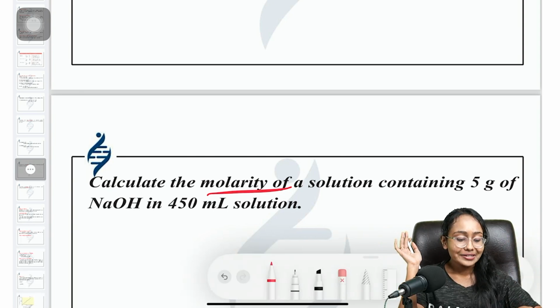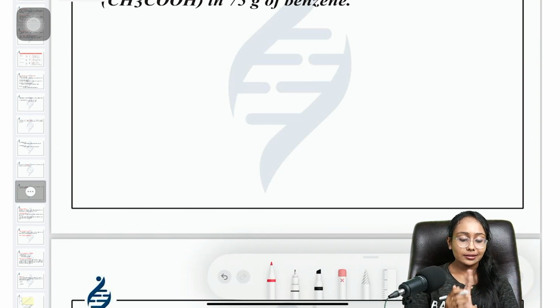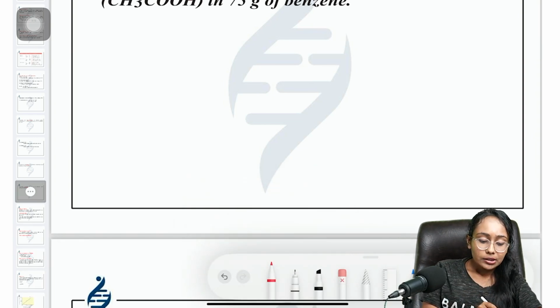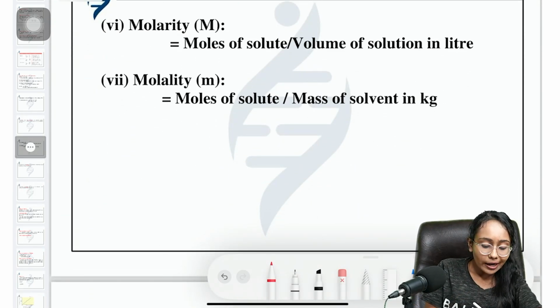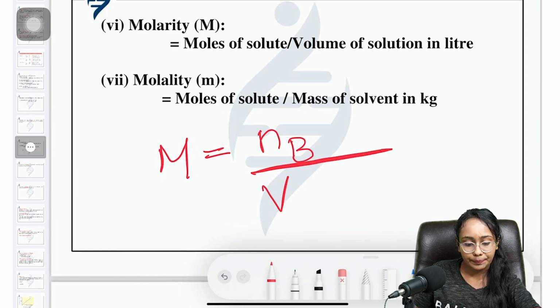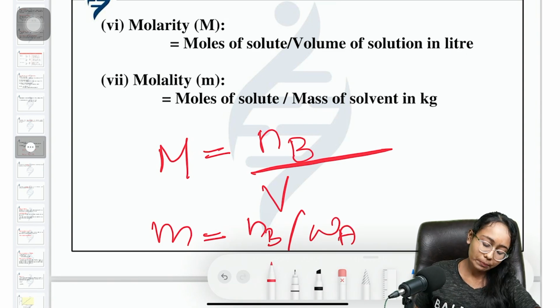Fine. So let's get into today's class. In the last class, I told you about a particular concept. So tell me, what is molarity? We have already studied molarity and molality. Molarity, capital M, means number of moles of solute by volume of solution in liters. What is molality? Number of moles of solute by mass of solvent in kilogram.